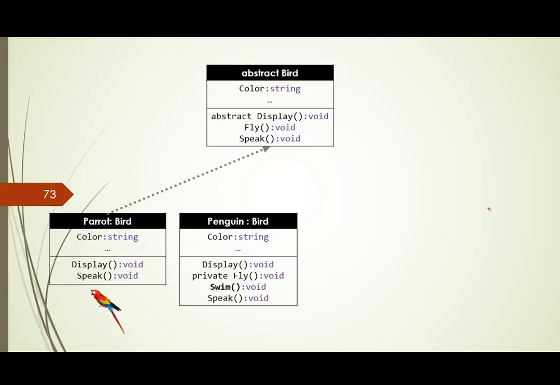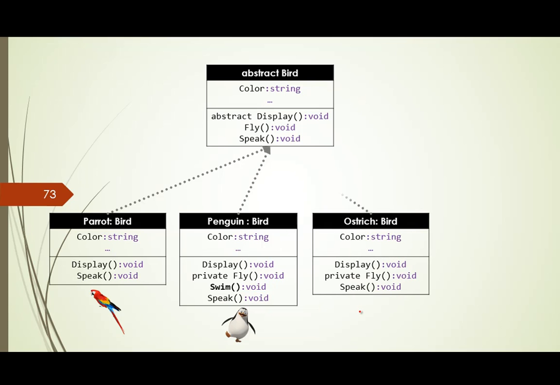So let's say I have another bird which is penguin, and I inherit from bird, and when I display it I see the penguin. But penguins have a special ability: they cannot fly, but they can swim. So I'm really making the fly method private, and we really have to write these speak methods differently because all of the birds speak differently.